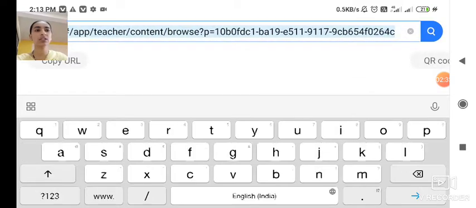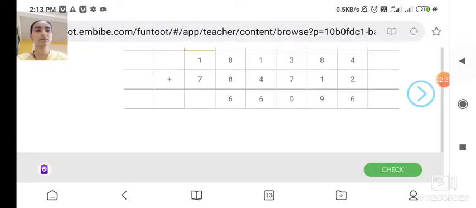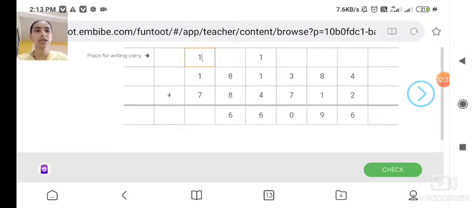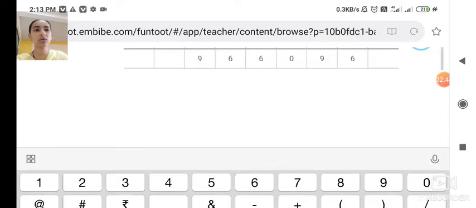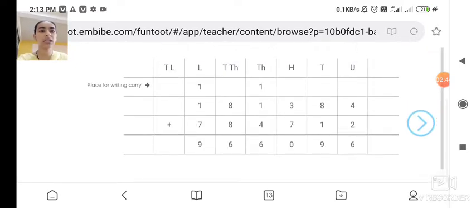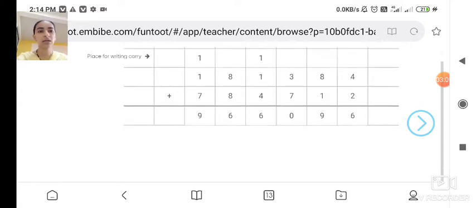Now take the addition. Yes, now take here 1 plus 1, 2, 2 plus 7, here will be 9. Okay, students, understand how to take the addition and how to give the carryover. You have to give the carry in that carry column and take the addition. So the answer will be how much? 9,66,096. Okay, students, understand this.